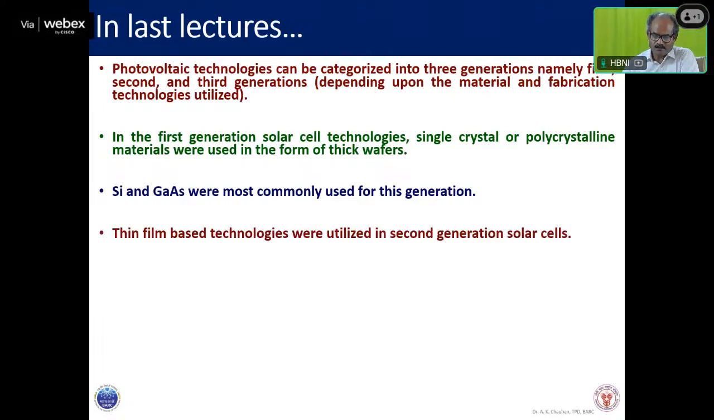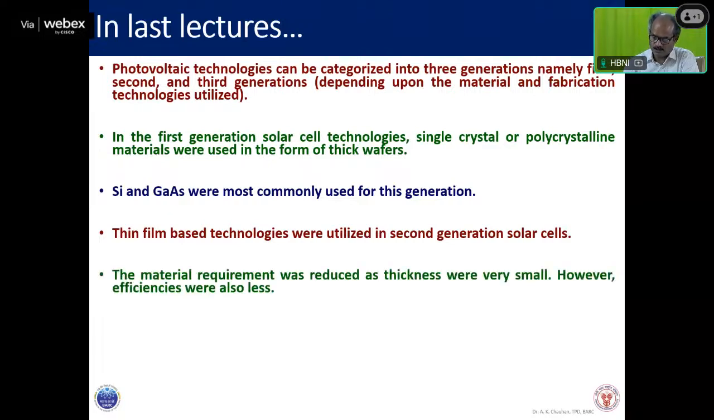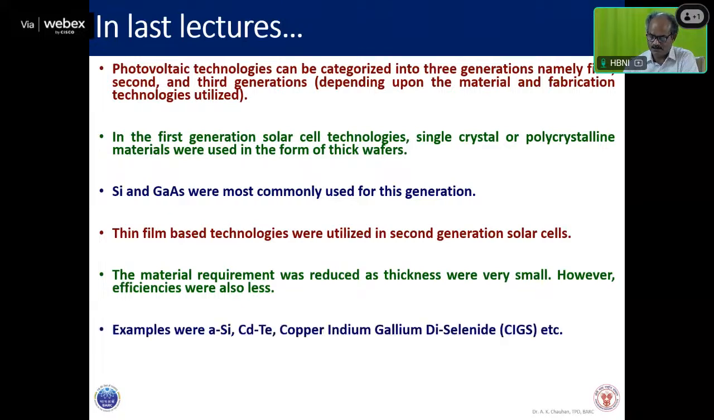Then thin film based technologies were utilized in the second generation solar cells. In the first generation, the thickness was about 300 micron or even more. In the second generation solar cells, the thickness was further reduced to very low, and only very thin films were actually used for the solar cells. The material requirement was reduced and thickness was very small. However, efficiencies were also less. We saw about 7% typical efficiencies.